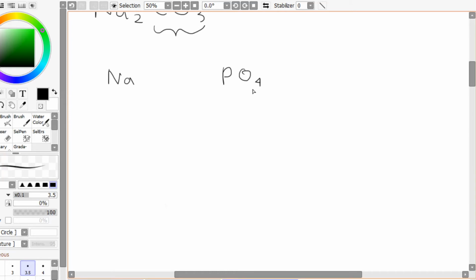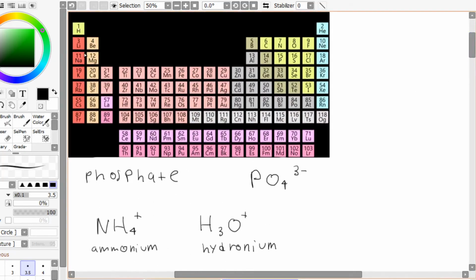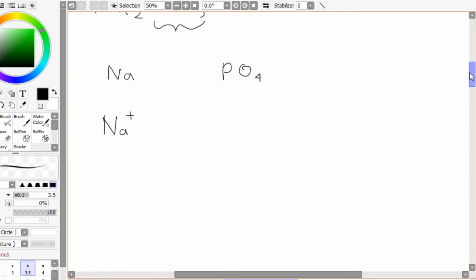As an ion, Na is going to become Na plus because it wants to lose 1 electron, as we can see on the periodic table. It's over here, so it wants to get rid of 1 electron. While the phosphate, we can look up on a table, is going to have an ion like this, and so it wants to gain 3 electrons.